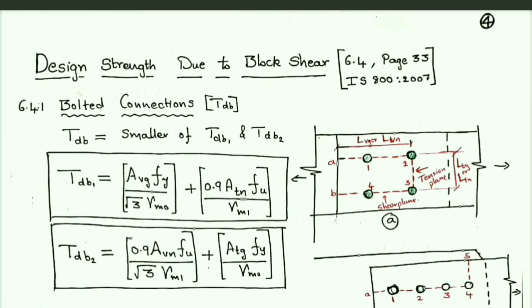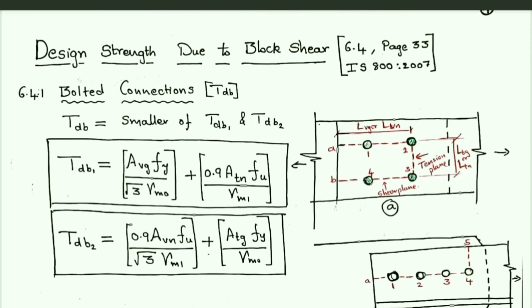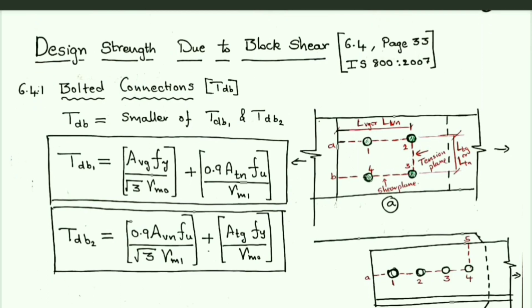Okay, the third one will be the design strength due to block shear. From clause number 6.4, page 33, IS 800 2007, you'll get the formula for this. That is TDB, which will be equal to the design strength of the block shear. You'll have two formulas there.